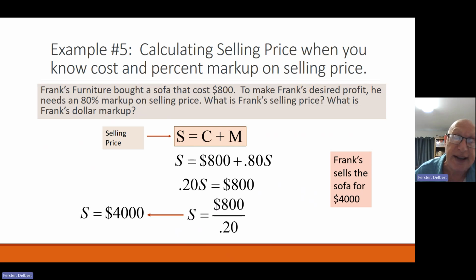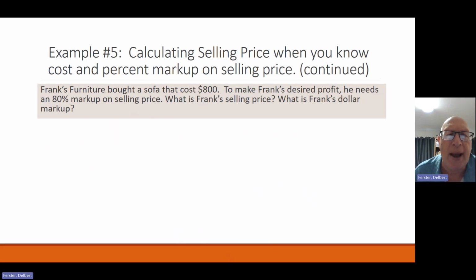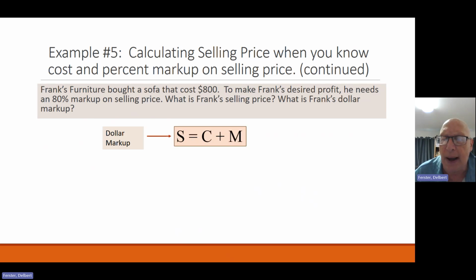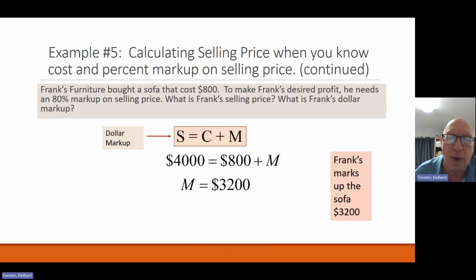We're not tremendously terrorized because we realize that we can combine like terms, represent markup as an unknown expression, kind of like we played around in a previous unit. All right, what do we got going on here? It says, what was the dollar markup? Well, we already know that he's going to sell it for $4,000. So there's your base formula. 4,000 is the selling price. It cost him $800 to get it. And you guessed it, he's marking the sofa up $3,200. Sounds pretty hefty to me.